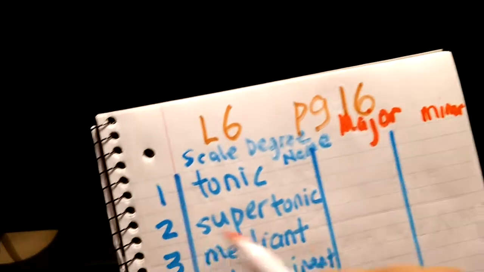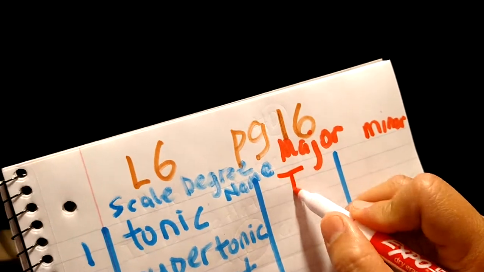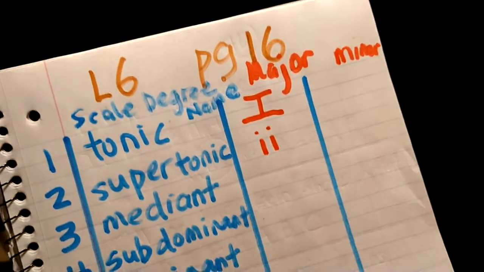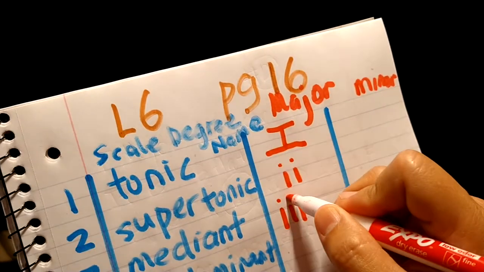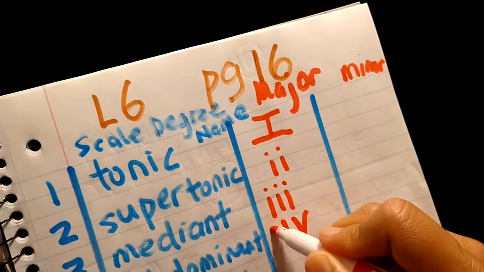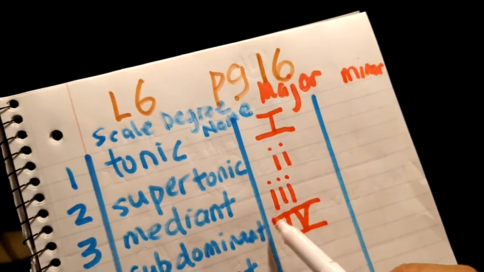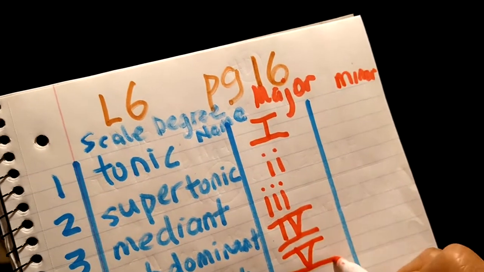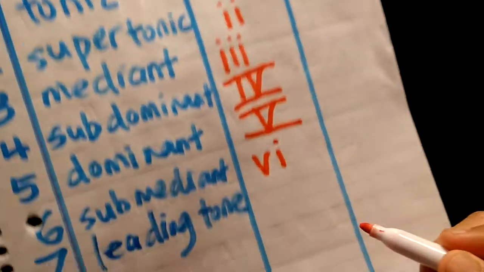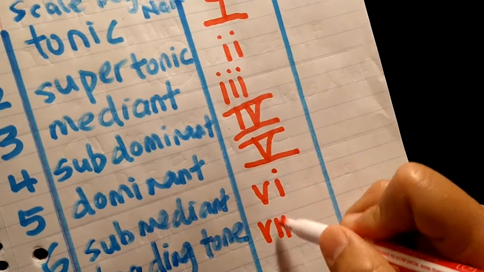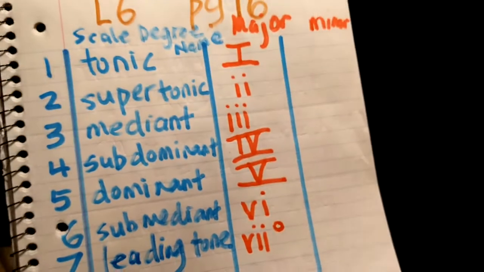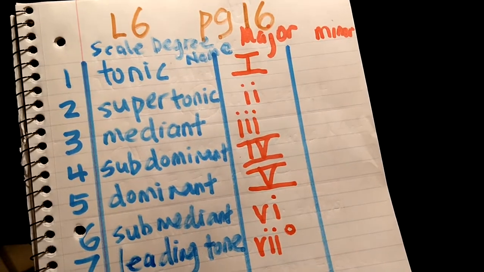Okay? So in the major key, tonic is a big 1. Roman numeral 1. 2 is a small 2. 3 is a small 3. 4 is a big 4. Everything that is big, you need to have a line at the top and a line at the bottom. 5 is a big 5. 6 is a small 6. 7 is a small 7. Make sure you add a tiny little 0 at the side. Okay? So these are the Roman numerals in your major key, and guess what? Yes, you memorize that. Okay?